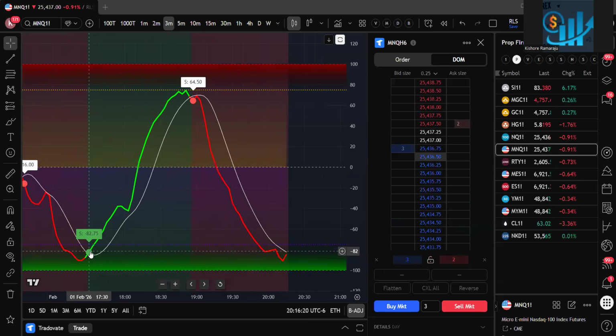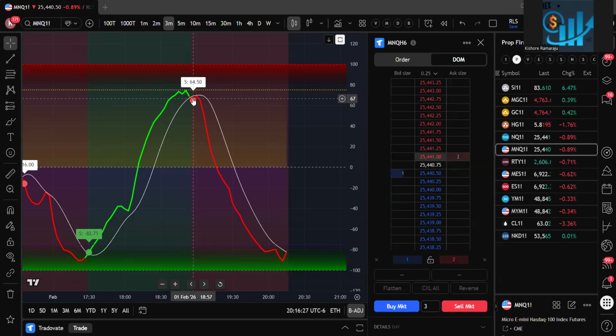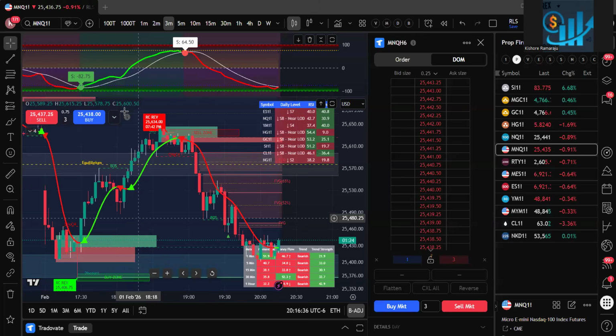So if you see here, around 5:30, it was oversold. Price went all the way up. Again at 6:50, price was overbought. So again it came all the way down. In the next few minutes, again we'll see price going up. So that is the first indicator.